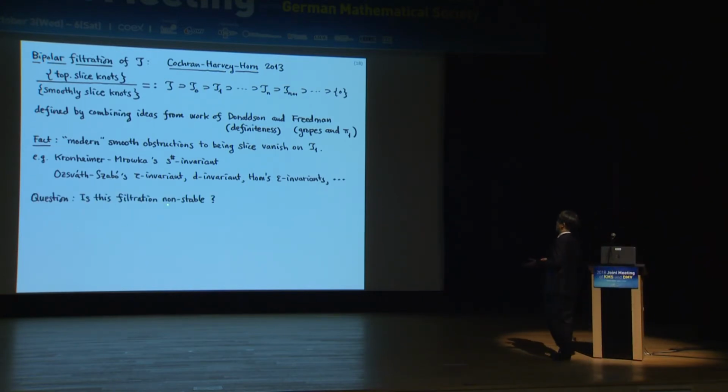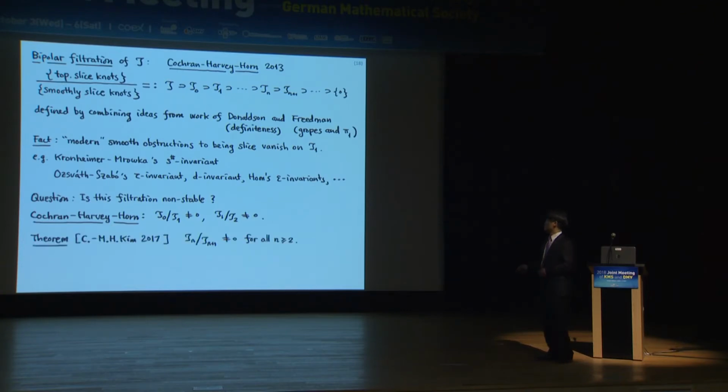So the question is the following: is this filtration actually non-stable? Is it just zero from here? This question was difficult to answer because of the lack of technology. Smooth invariants are not useful in the deeper parts. So Cochran, Harvey, and Horn showed that the first two associated graded quotients are non-trivial. So a recent result of myself with my former student, Min-Hoon Kim at KIAS, is that this filtration has non-trivial graded quotients at every stage.